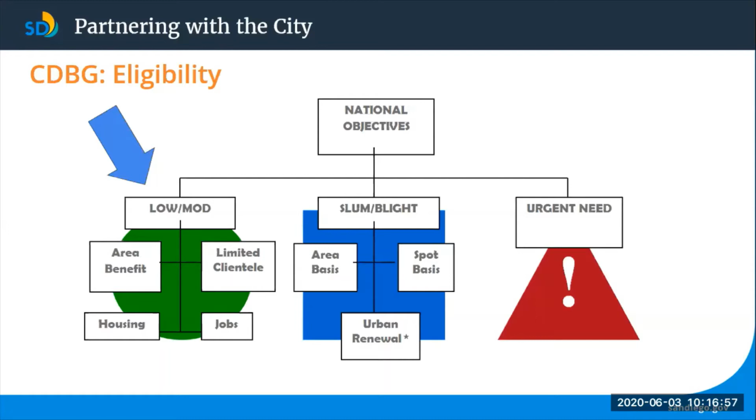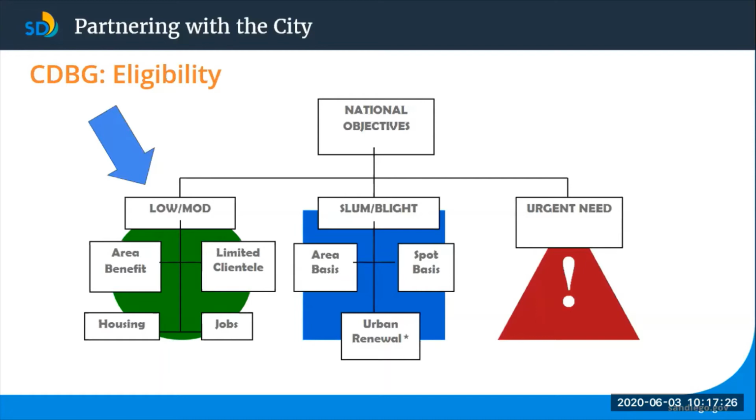You can serve limited clientele. So the clientele that you're providing services to would be low and moderate income. They would be direct services to a specific group of people rather than anyone in a particular area. You would also document the services that you're providing to those individuals. So you could document their income level, their demographics, and at least 51% of the clients served would be low and moderate income.